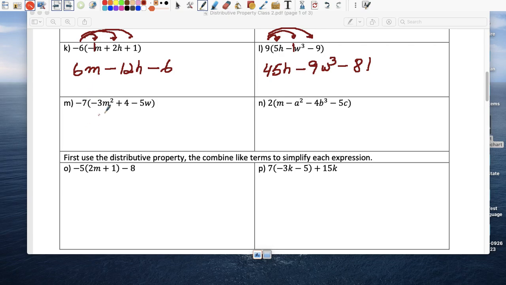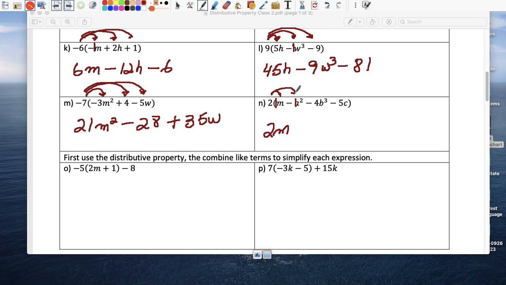Next one, it's negative 7 times negative 3, so a negative times a negative is positive, so 21m squared. Negative 7 times a positive 4. Negative times a positive is a negative, and 7 times 4 is 28. And lastly, negative times a negative is a positive, and 7 times 5 is 35w. Okay. Over here, I'm going to put a 1 here. Again, you don't have to, but I'm going to. And a 1 in front of the 8. And we're going to multiply. So the first one, 2 times 1, they're both positive. Nothing to think about, so 2n.